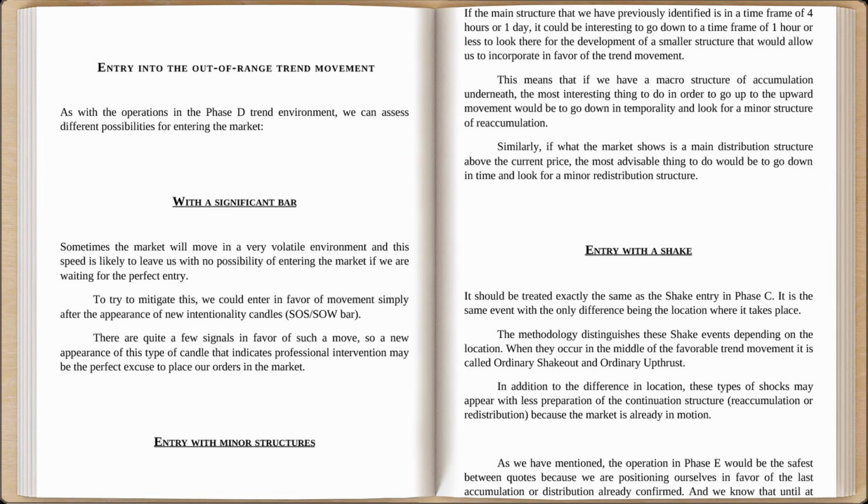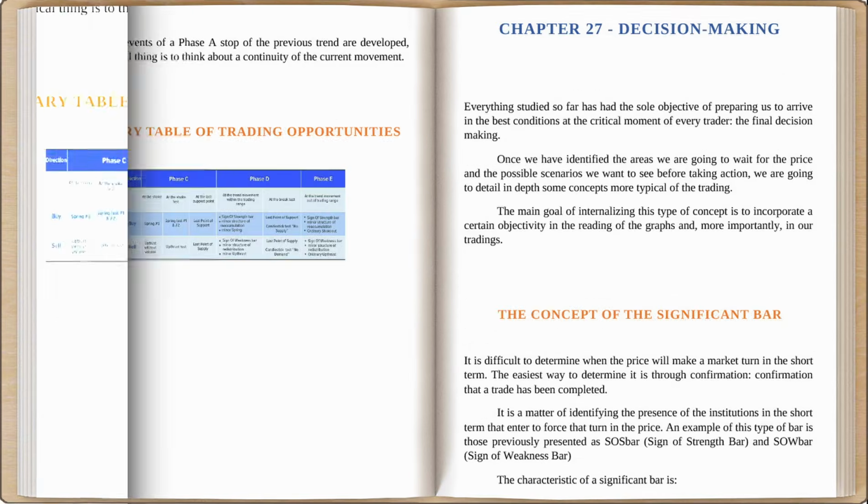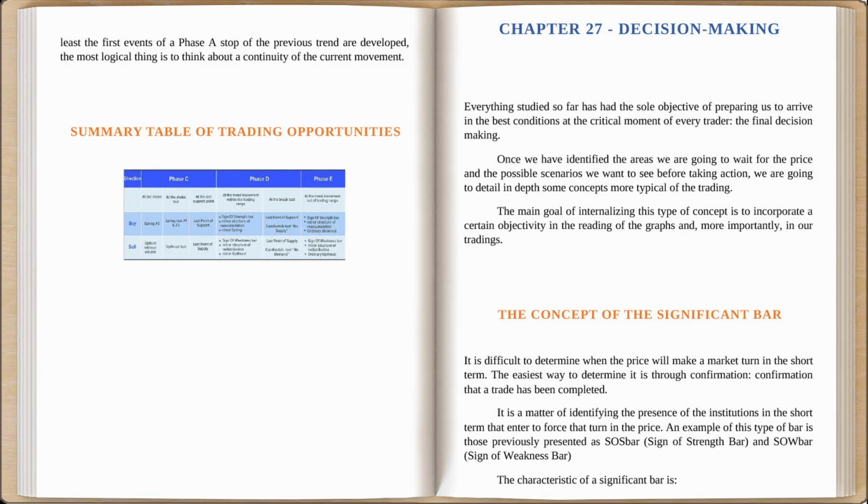As we have mentioned, the operation in Phase E would be the safest between quotes because we are positioning ourselves in favor of the last accumulation or distribution already confirmed. And we know that, until at least the first events of a phase, a stop of the previous trend, are developed, the most logical thing is to think about a continuity of the current movement.